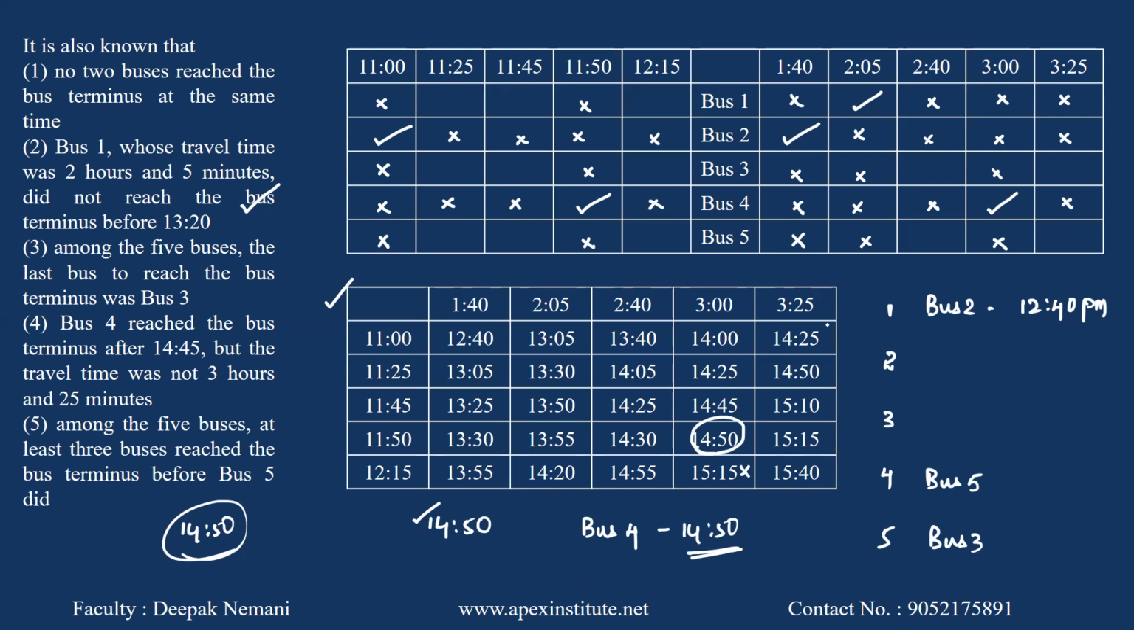after 14:50. So you can have bus 5 reaching at 14:55, and then you can have bus 3 reaching at 15:10, because these times should be in 3 different columns and 3 different rows. So 14:55, this is only possible when you have bus 5 starting at 12:15 and the traveling time was 2 hours 40 minutes.